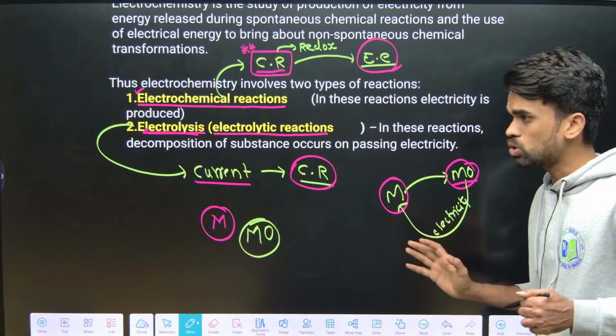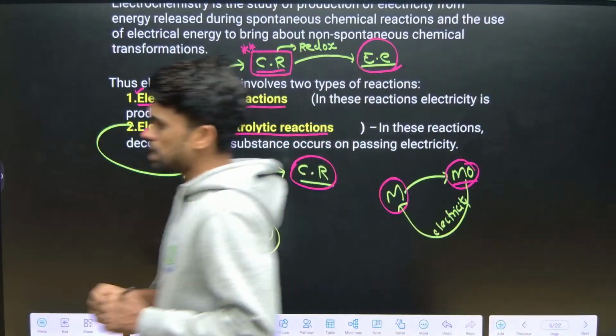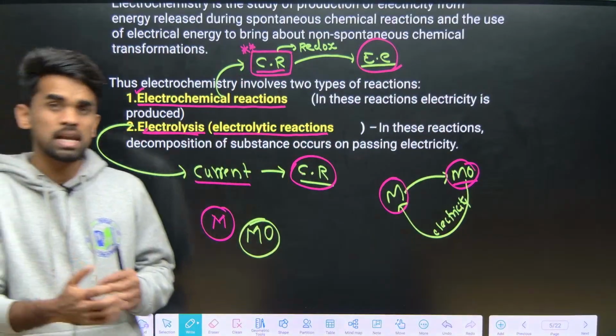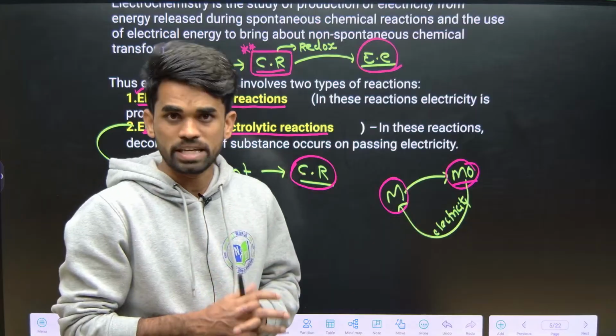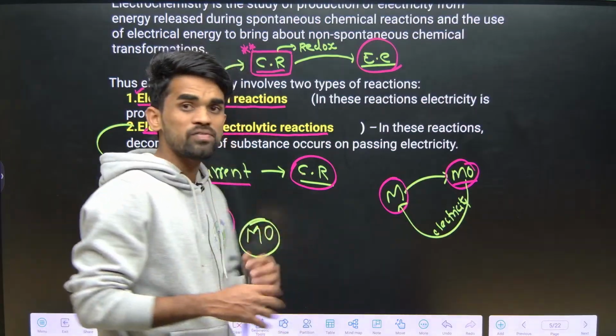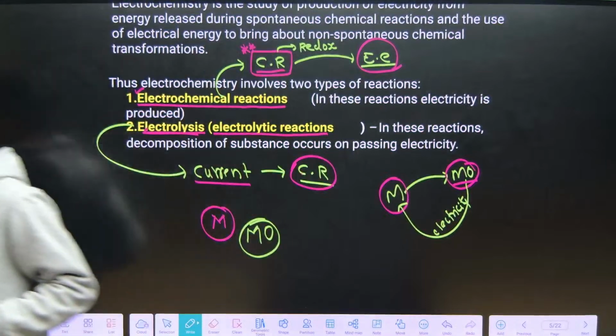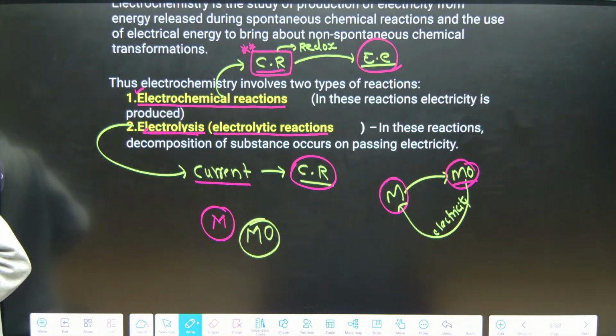What is that? Electrolysis process. So in an electrolytic cell, non-spontaneous chemical reactions take place with the help of electricity, remember. Remember the difference between electrochemical cell and electrolytic cell.